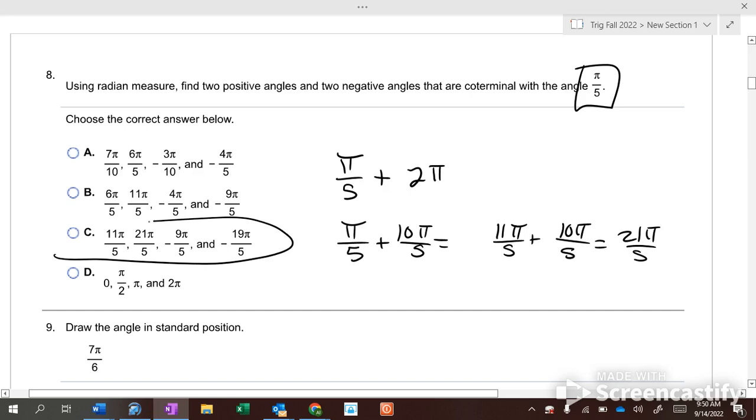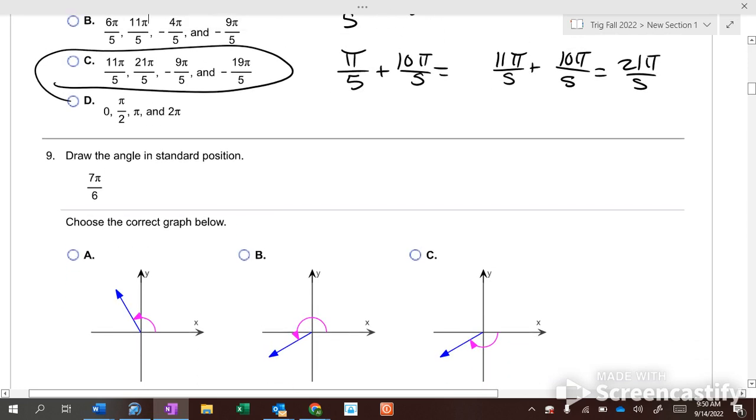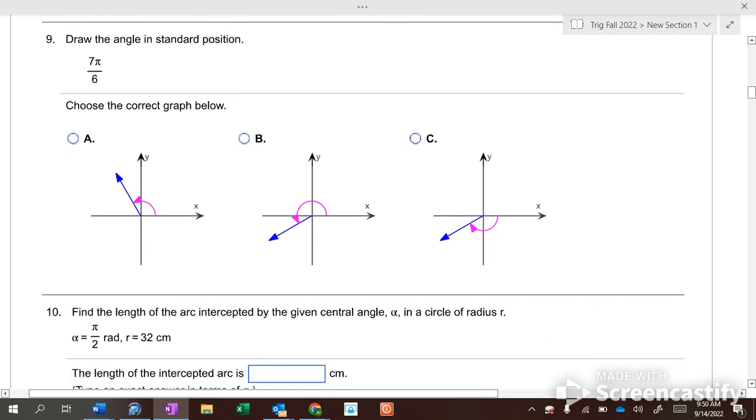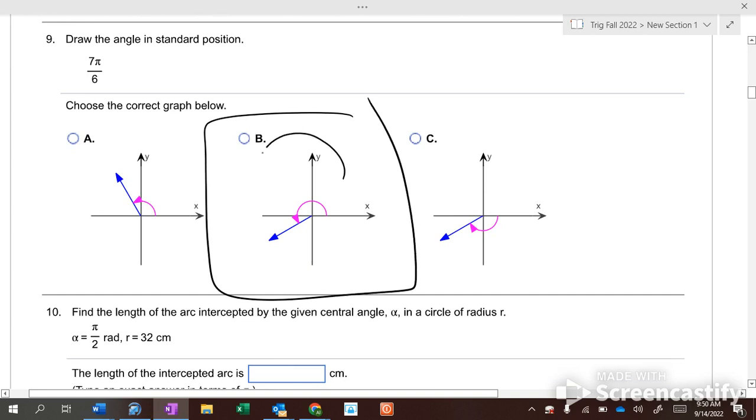Well, choice C does. Now, some people see 11 pi over 5 and then just pick choice B. Sorry. 6 pi over 5 isn't coterminal with it. The angle in standard position, where is 7 pi over 6? Well, it's this one because we're going around this direction. It's not this one because that would be a negative 5 pi over 6. That one would be.